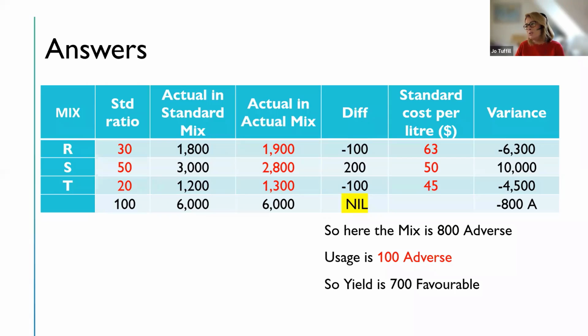What you need to do if you're not getting this right is to do a double check. So it's easier to then say, right, have I got it right? Okay, I'm going to check now. 800 adverse plus 700 favourable equals 100 adverse. Do a sanity check to see if you've got it right.